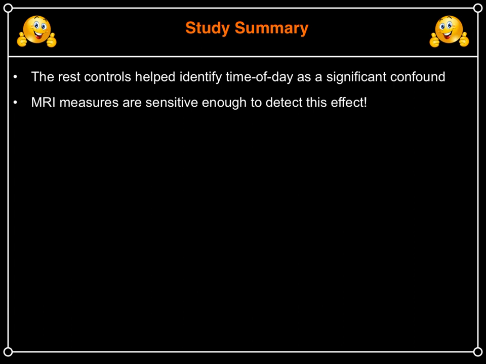So what I have learned from this is that in terms of the best way to disambiguate changes that are evoked by confounds versus the actual experiment of interest, what matters then is the experiment design. It can help you tease apart what is likely to be a confound from what is likely to be a real effect. So in our case, the rest control helped us identify the time of day as a significant confound. But what's interesting is that MRI measures are sensitive enough to detect this effect, right?